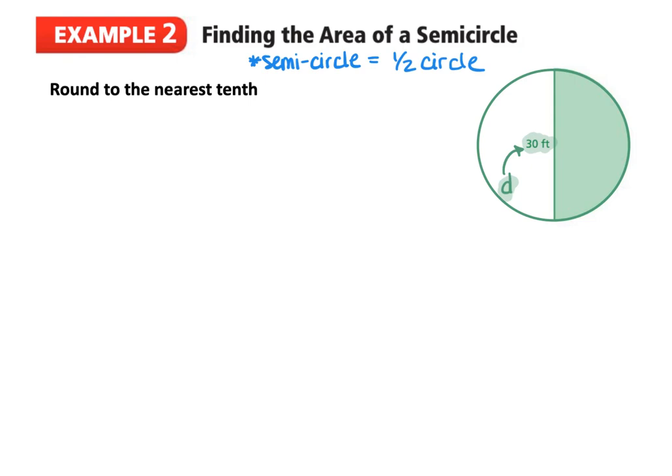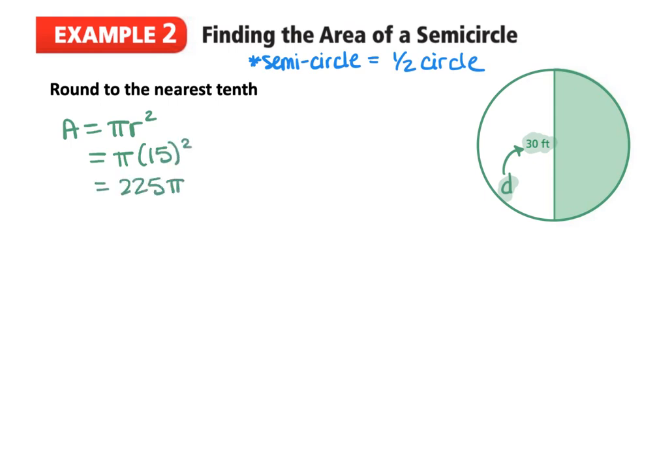So we have our formula for area, which is A is equal to pi r squared. And then again, our formula needs the radius. So we have to figure out what the radius is of this whole entire circle. And it's going to be half of that. So half of 30 is 15. So we can substitute our value, pi and then 15 in parentheses squared, which gives us 225 pi.